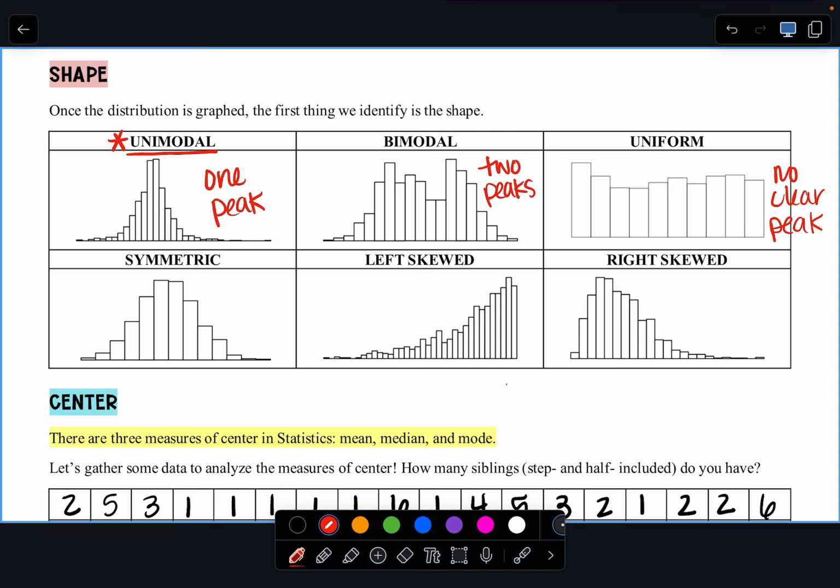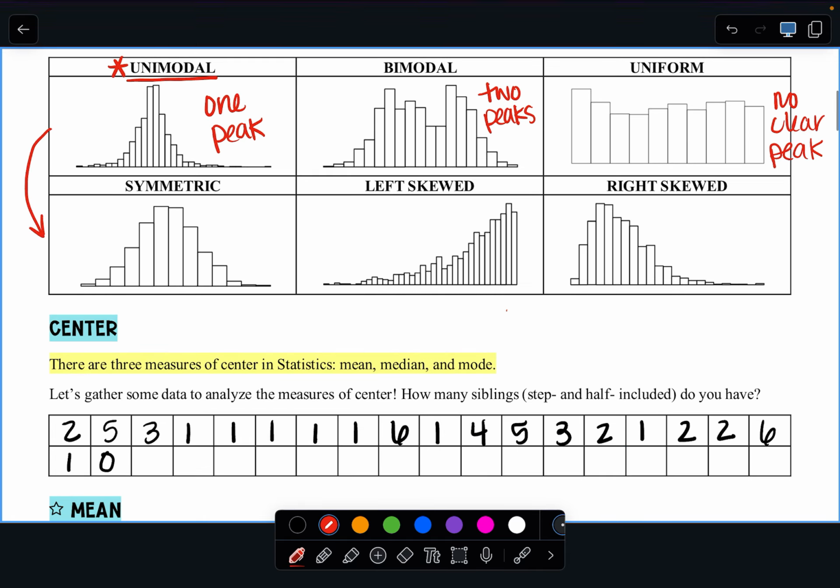Now, bimodal and uniform, you're most likely just going to identify. We never really do anything with that information. With the unimodal, that breaks down into three types of unimodal distribution, and this is the important part. You have symmetric, you have skewed left, you have skewed right.